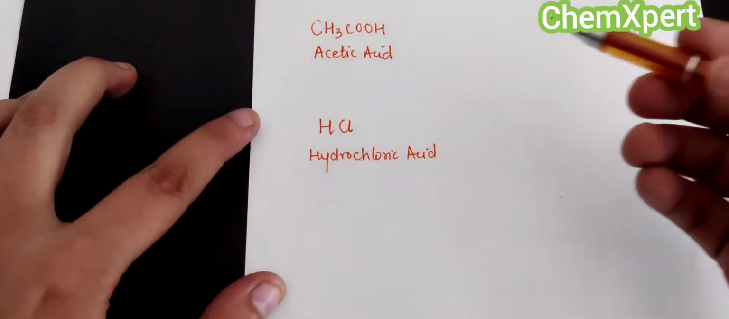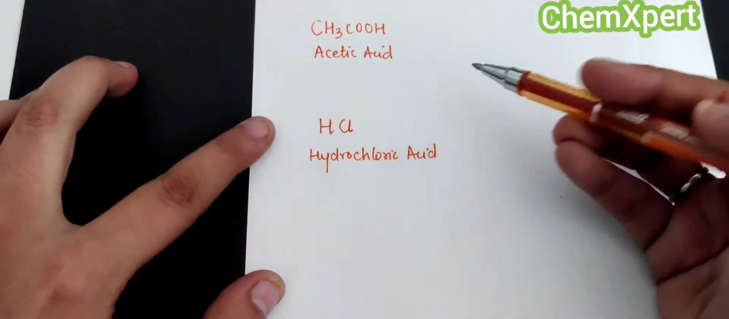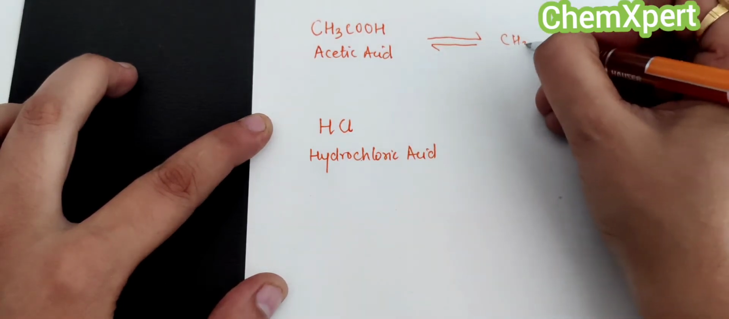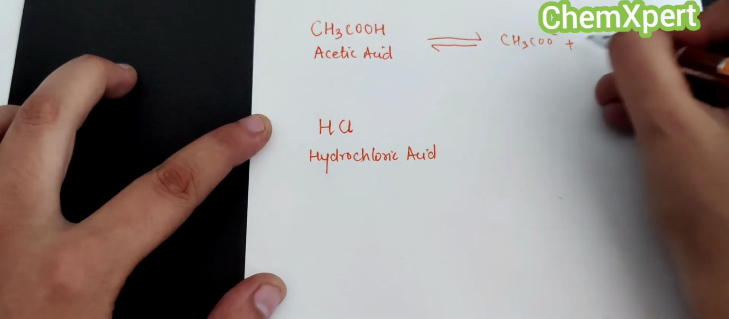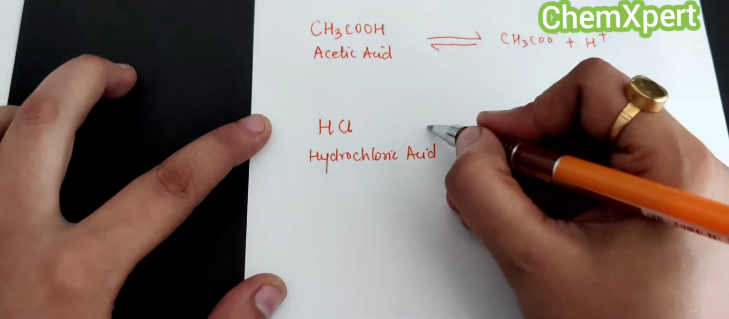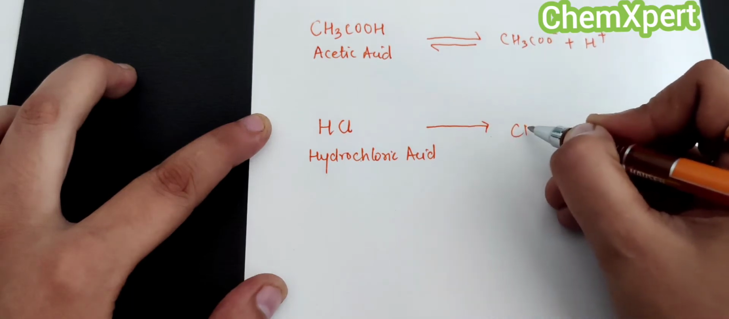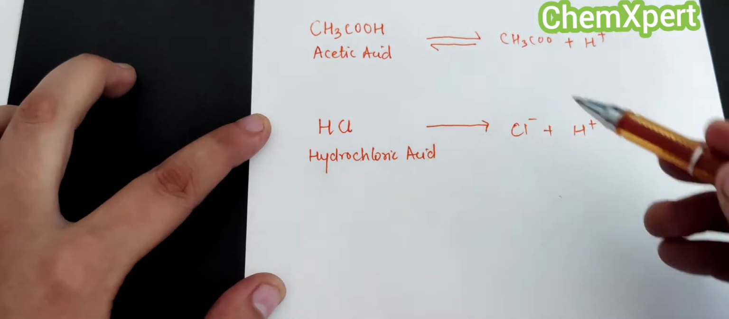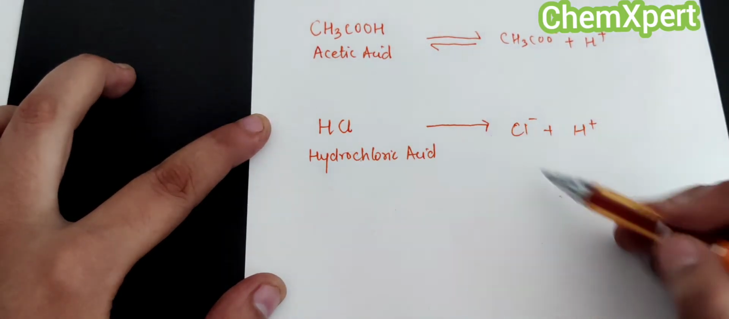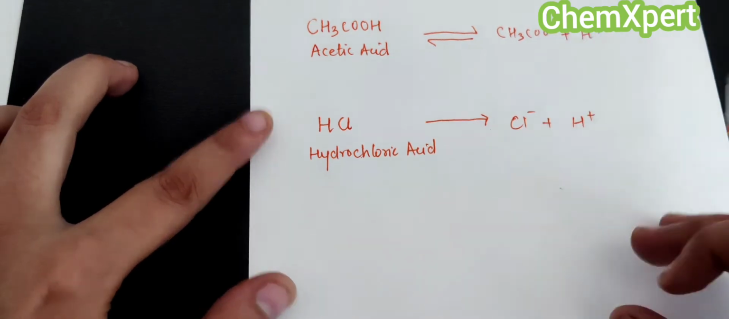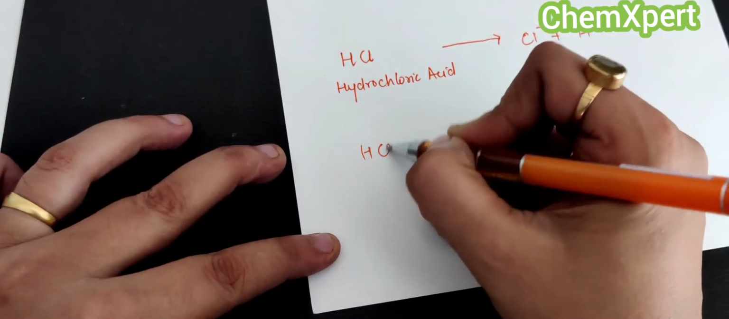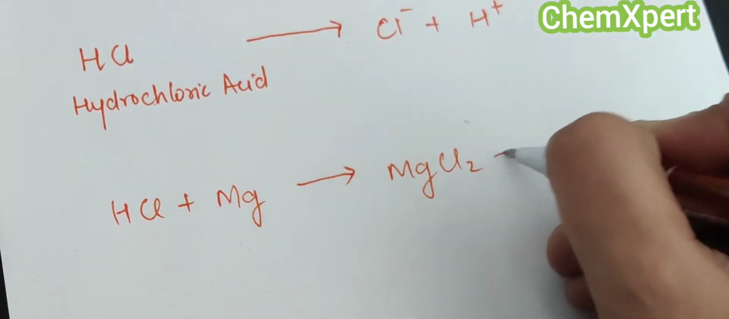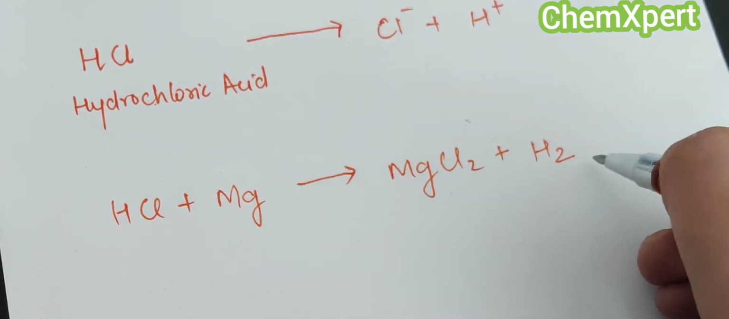The reason behind this is that acetic acid, CH3COOH, is a weak acid and it partially dissociates, which means it does not ionize completely in a reaction. So it forms acetate ion and H plus ion. Similarly, HCl is a strong acid. It completely dissociates into Cl minus and H plus. Since it dissociates completely, more H plus ions are present, so a large amount of hydrogen gas is released when HCl reacts with magnesium metal. It forms MgCl2 and hydrogen gas is released explosively.